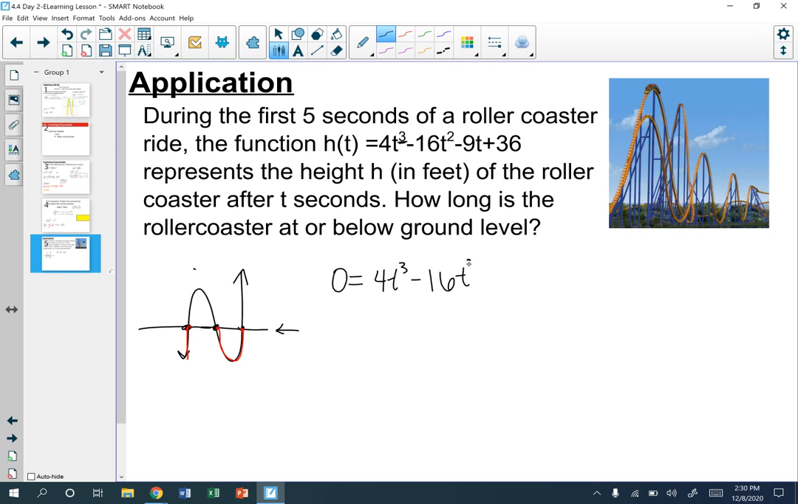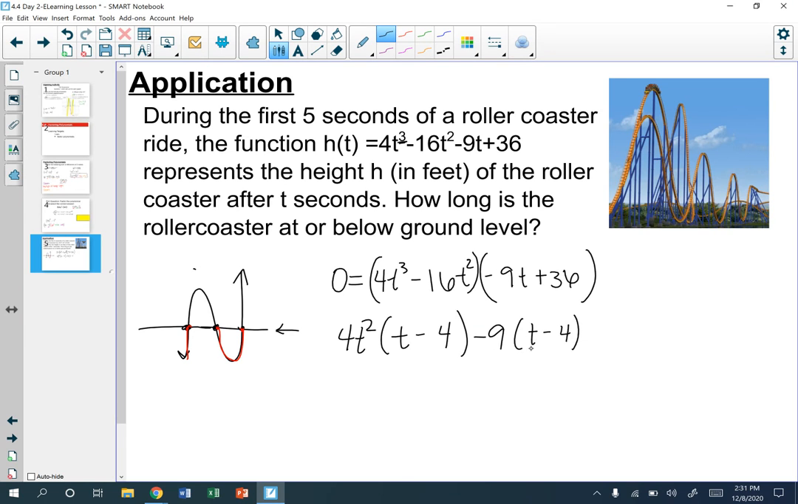And we now need to solve for t, which how do we do that? Through factoring, okay? So from here, this was from 4.4 day 1. We're going to go ahead and factor this, which I see 4 terms, so I'm first going to try factor by grouping, which in common I see a 4t squared, which turns this into a t minus 4. And here I'm going to pull out my -9 to again make t minus 4. These match. And this is equal to 0.